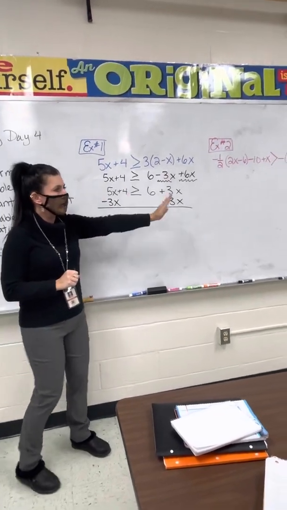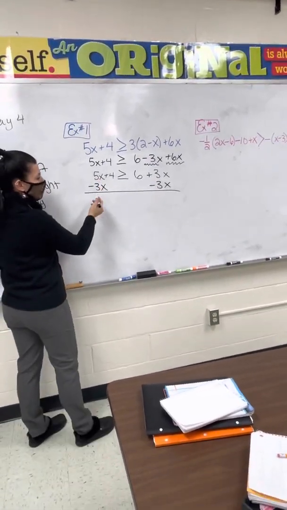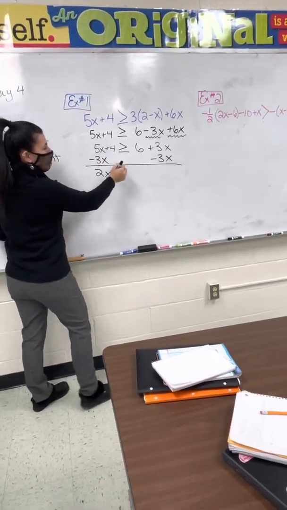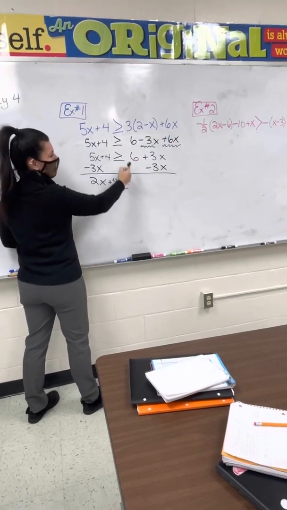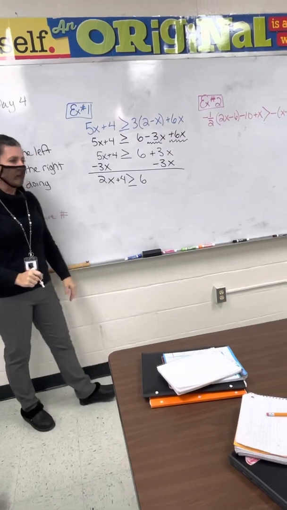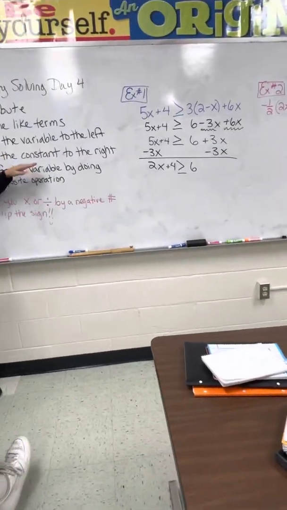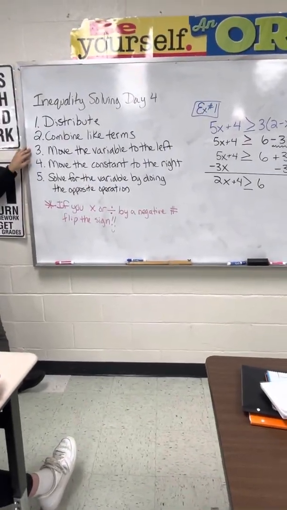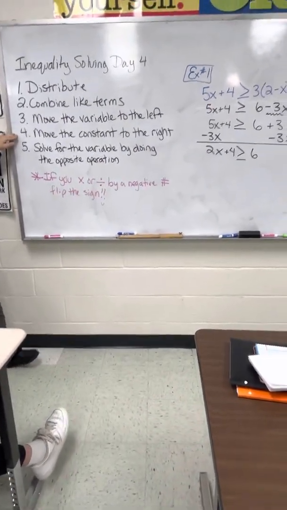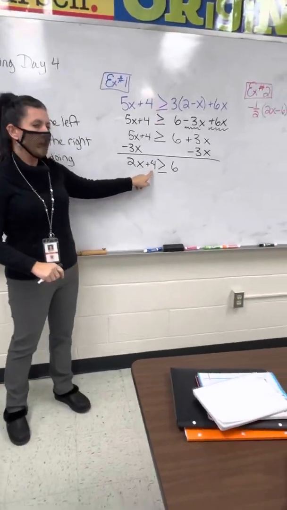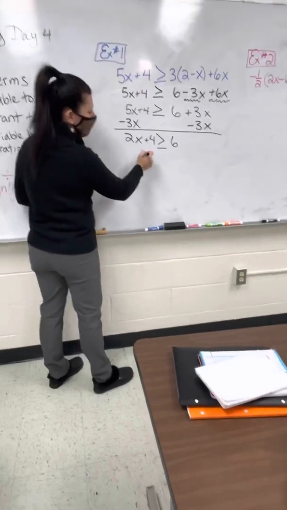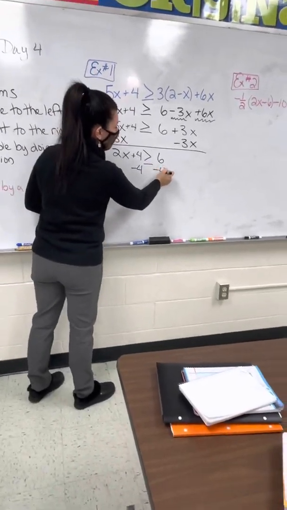Again, working from the left to the right, 5x minus 3x gives me 2x. Bring down your plus 4, bring down your symbol, and bring down your 6. This becomes 0 and it's no longer there. So that was step 3. Move the variable to the left. Now we're going to move the constant to the right. Here's my constant. I'm going to move it by doing the opposite operation. So because it's a plus, I'm going to subtract 4 on both sides.